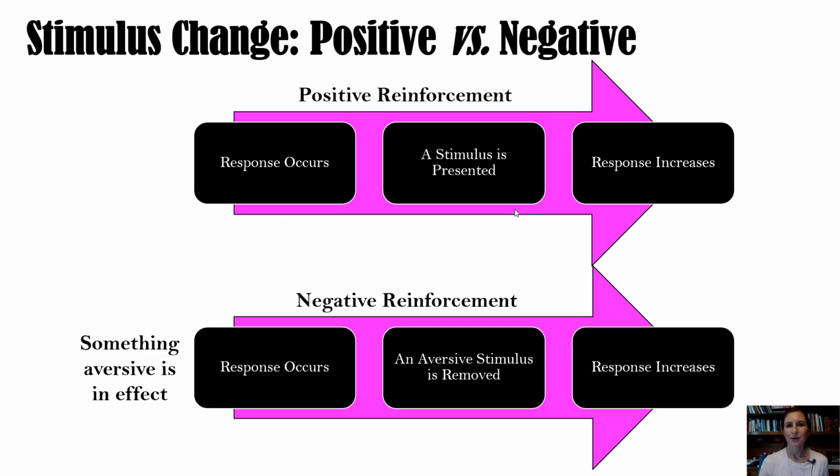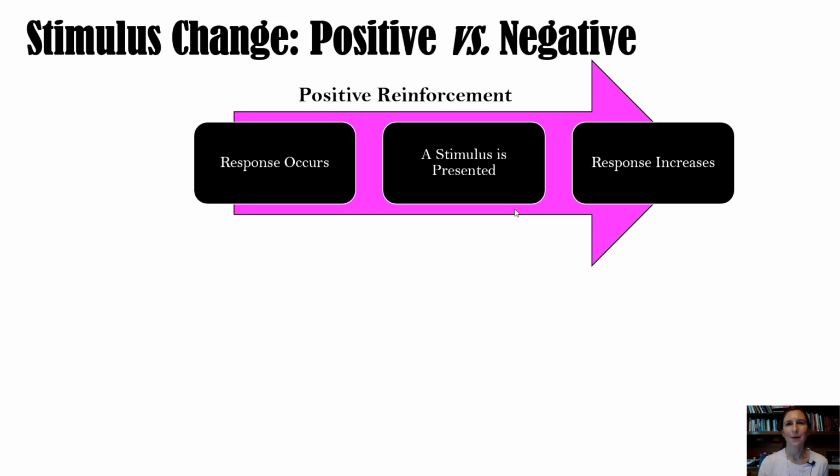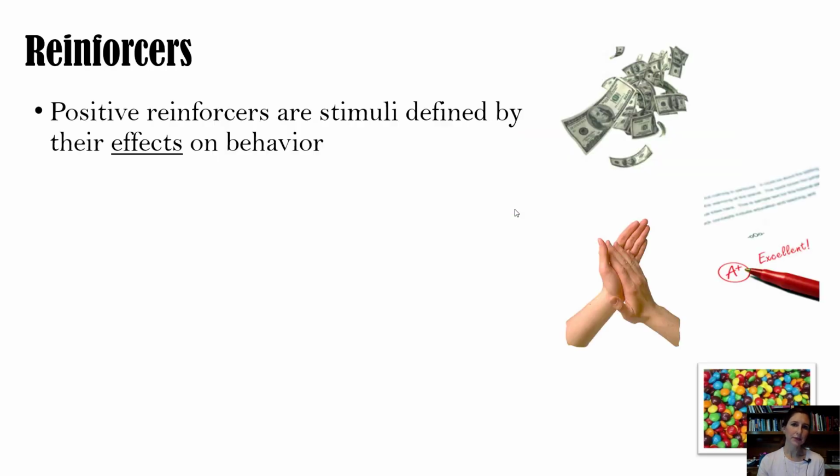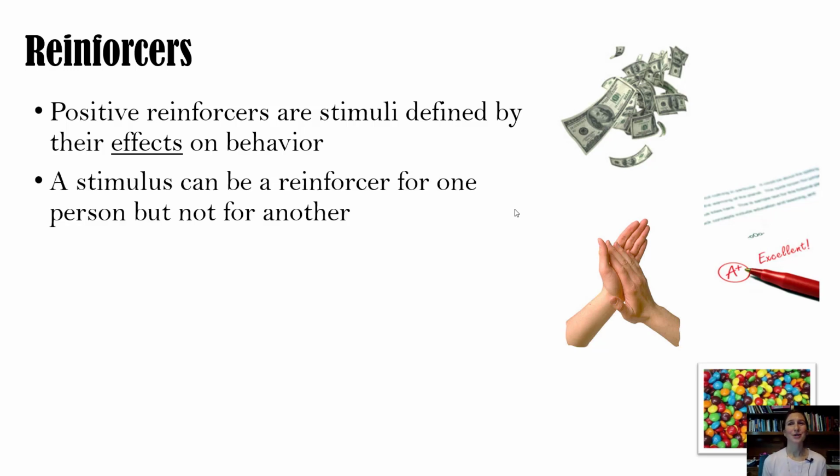All right, so I wanted to expand a little bit more on positive reinforcement and the specific reinforcer. So positive reinforcers are defined by their effects on behavior. So you know you have a reinforcer if it increases the future probability of the behavior. And this can be different for each person.